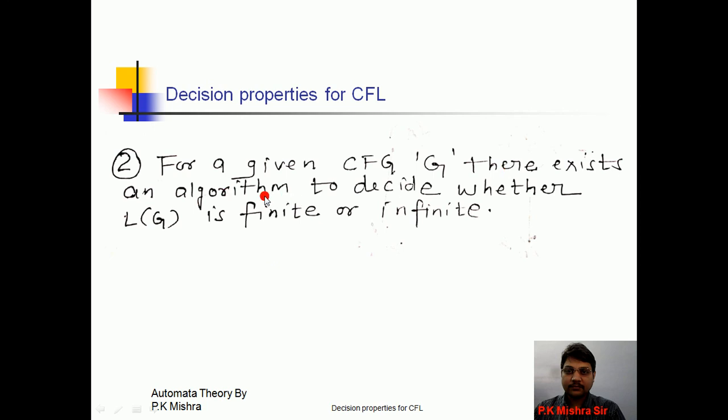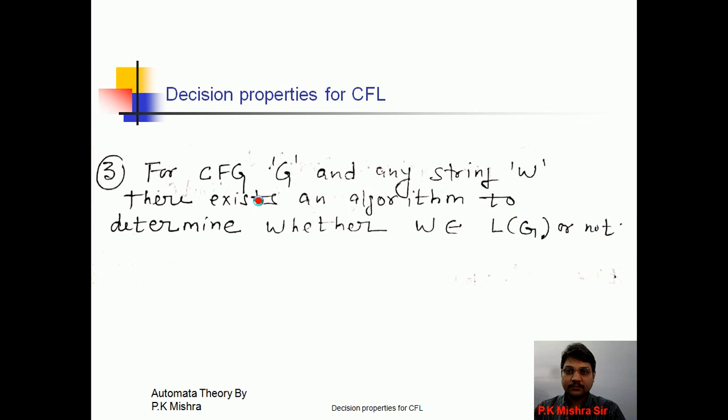Now see, what is the third property? For a context free grammar G and any string W, there exists an algorithm to determine whether W belongs to the language of the grammar or not. Yes, this is a problem, and for this problem we have a solution. We have a number of solutions to find out whether this W belongs to the language of the grammar or not. This problem is also decidable. This is the third property of the context free language.